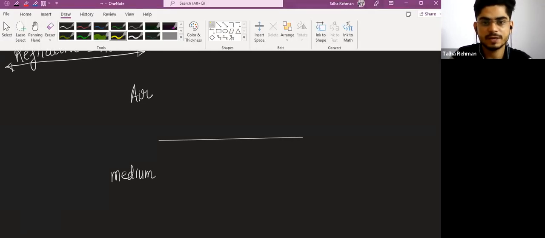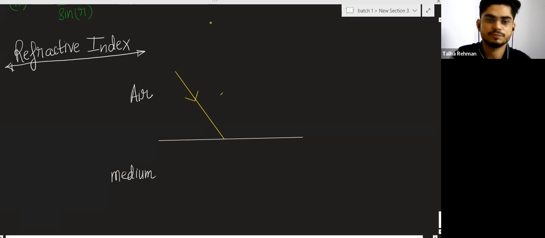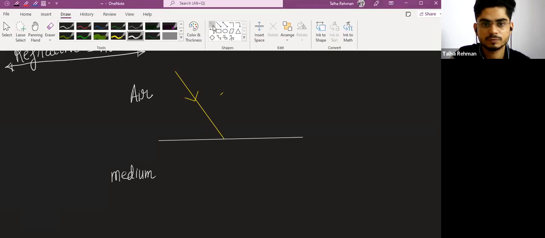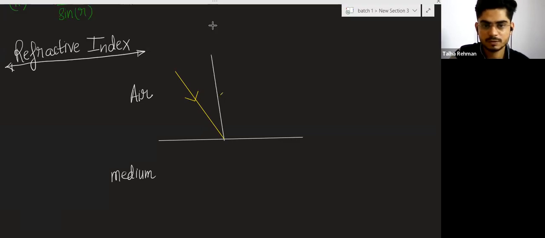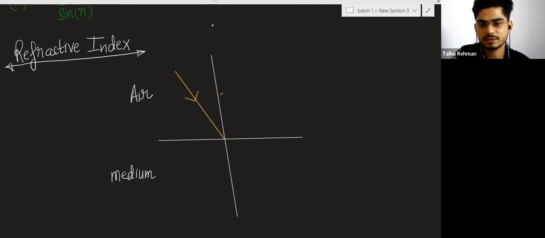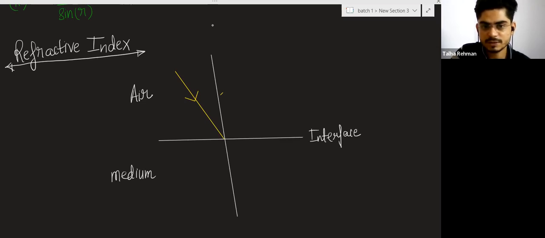Light rays traveling like this. This is a light ray from air to another medium, and we will draw one normal also. This is the normal, which is perpendicular to this surface, the interface. This is the interface, and this normal is making an angle of 90 degrees with this.